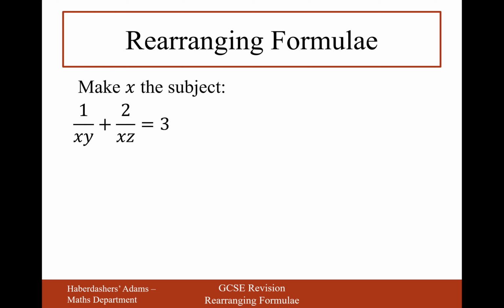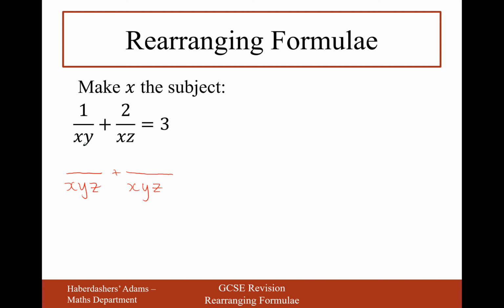Let's move on to the next one. Okay, so in this question again we are adding fractions together. We've already got x's on the bottom of both of them. So what I want now is for them to have the same denominator. They've already got x's that are the same on the bottom. I want them to have a y on the bottom of both of them, and I want them to have a z on the bottom of both of them.